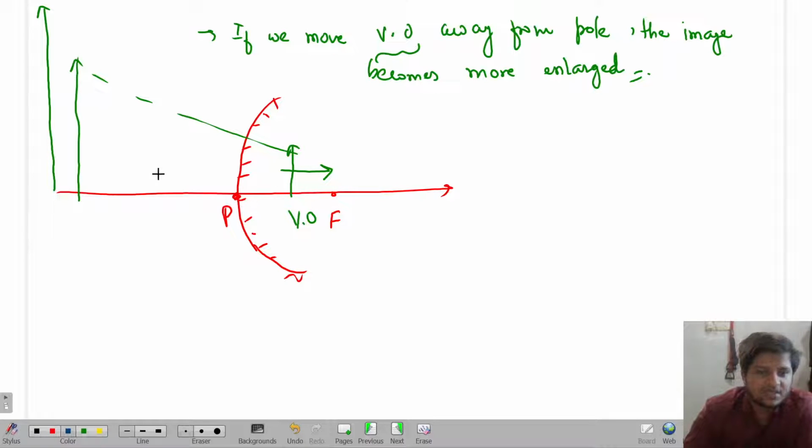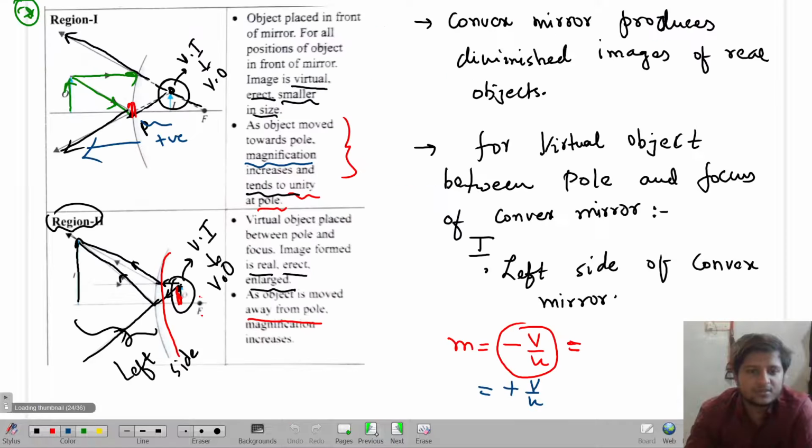Try to understand, for all of the cases over here, we can move this virtual object between pole and focus. Let's suppose I am moving it at a constant size, and for that case I'm trying to enlarge. So what will happen? The divergence will increase. Even if the object size decreases over here, the divergence is still going to increase, and for that I will have a much more enlarged image over here. Got it or not? Understood or not? Why? Because the divergence will increase. So that is the main property.